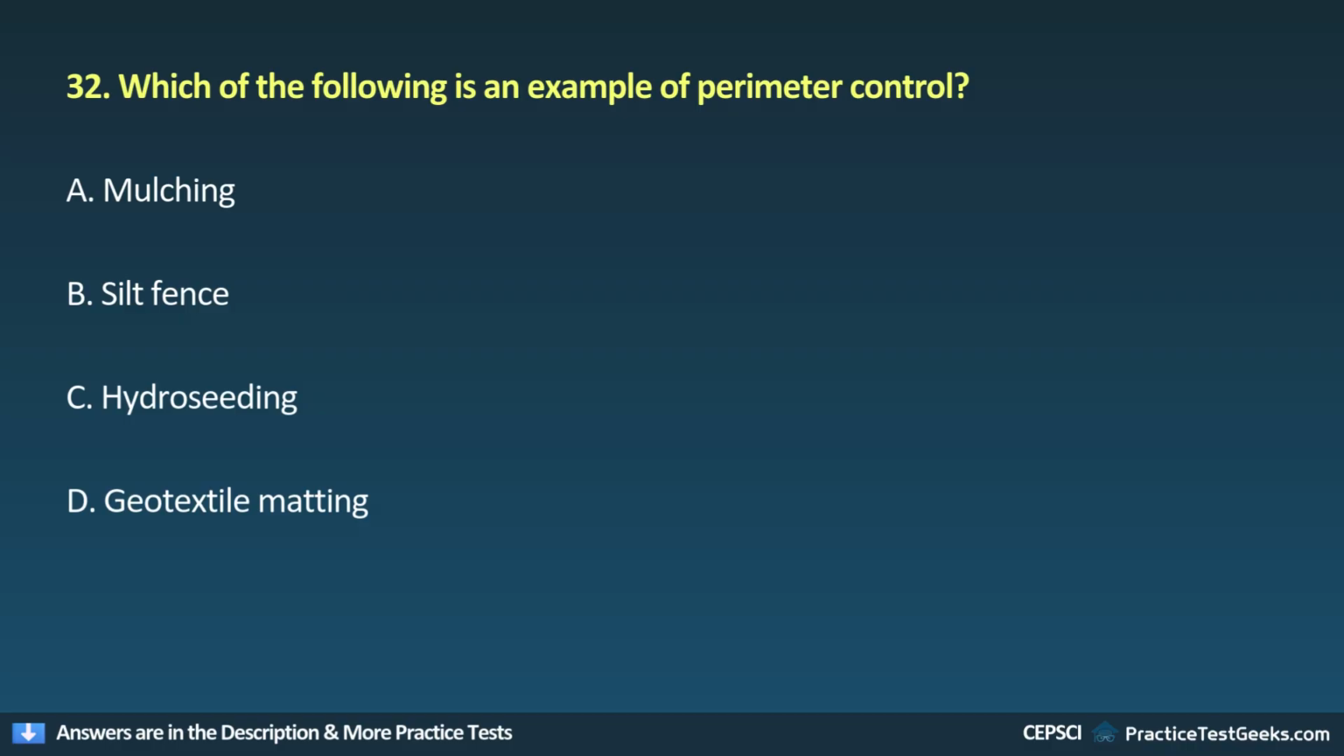32. Which of the following is an example of perimeter control? A. Mulching. B. Silt fence. C. Hydroseeding. D. Geotextile matting.